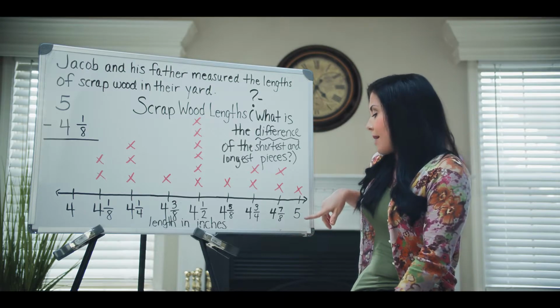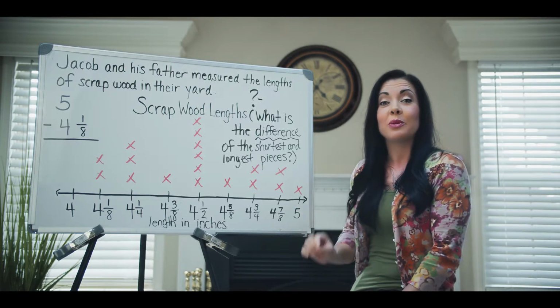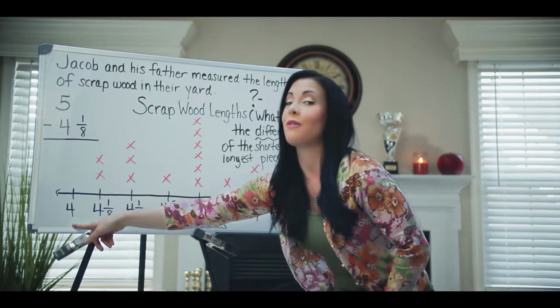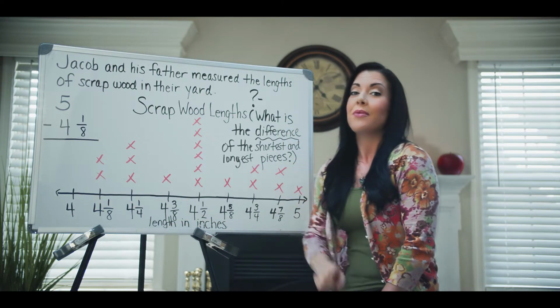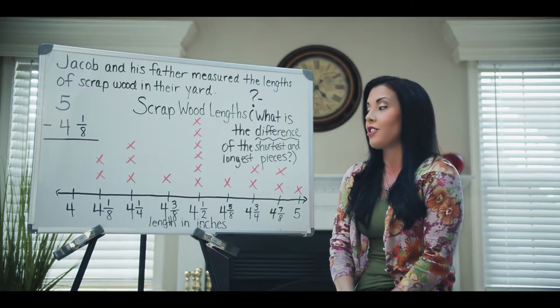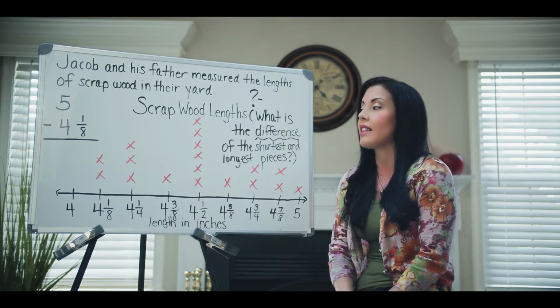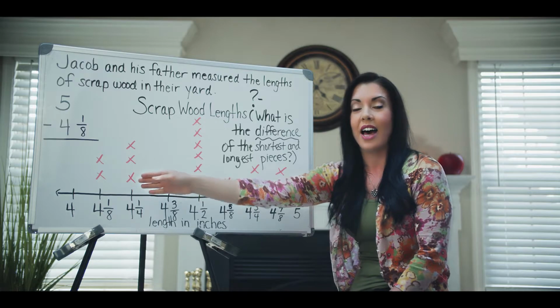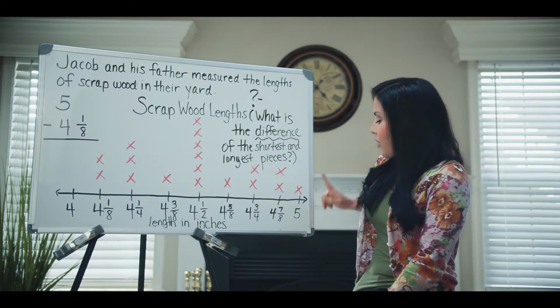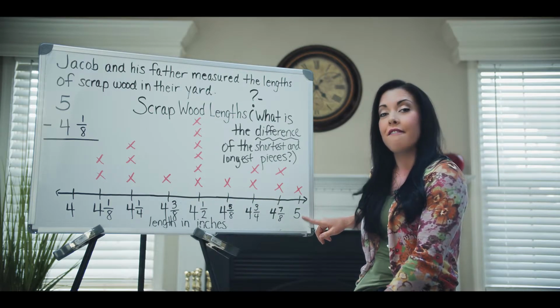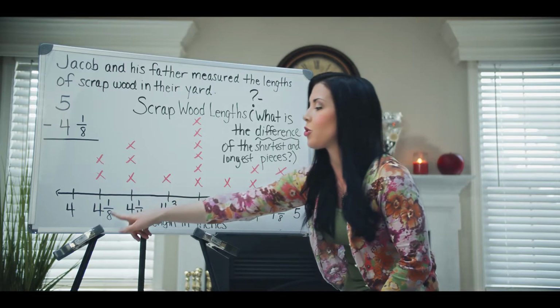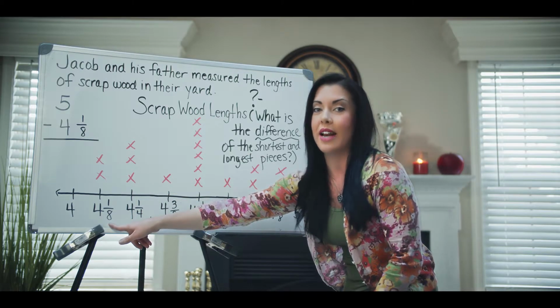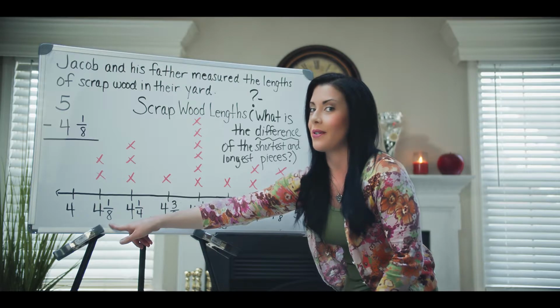Now, you might be tempted to say that the shortest piece is 4, right? No, be careful with these types of questions. The least piece that is represented in the line plot, that's what we're looking for. So the longest piece is 5, and the shortest piece is 4 1/8. Do you see that? Okay.